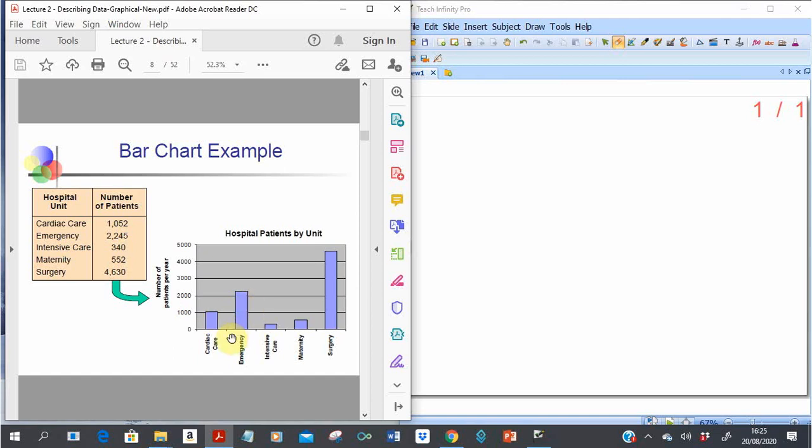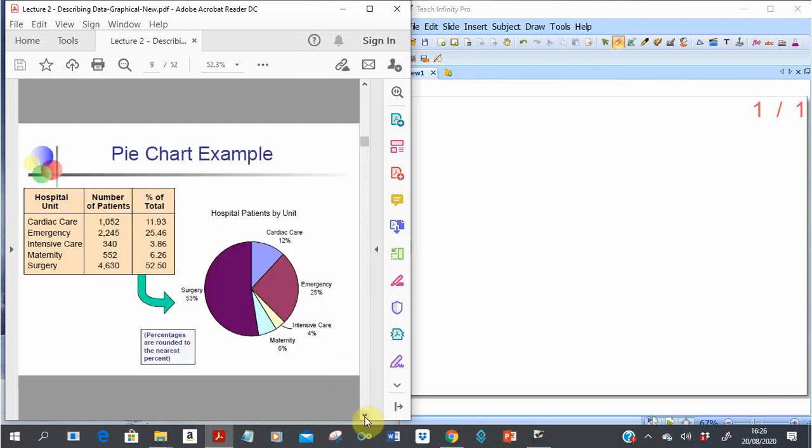Now what you notice here is that there are gaps in between the bars. This is actually the difference between a bar chart and a histogram. A histogram will also look somewhat like this, but there are no spaces in between the bars. So this is a bar chart. It has spaces between the bars.